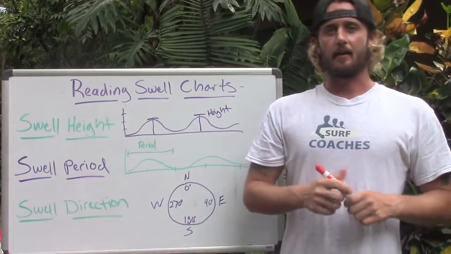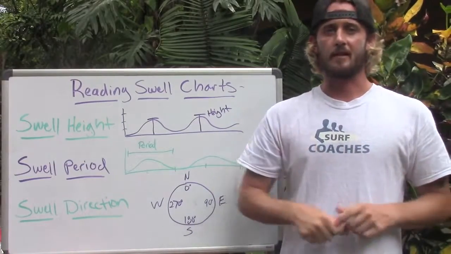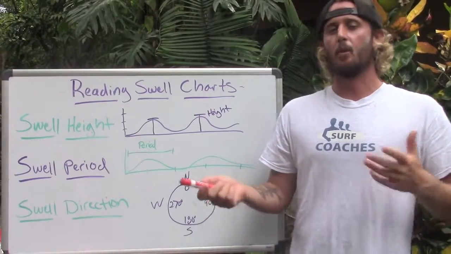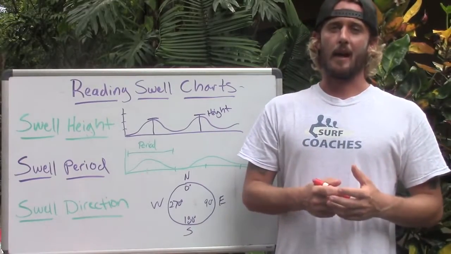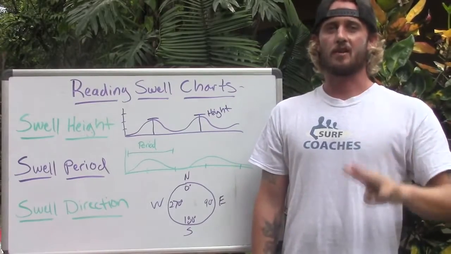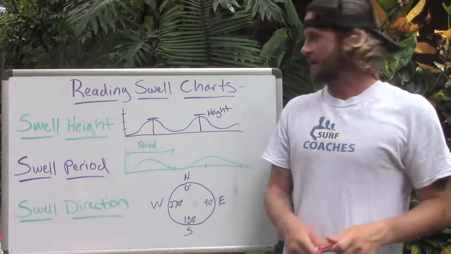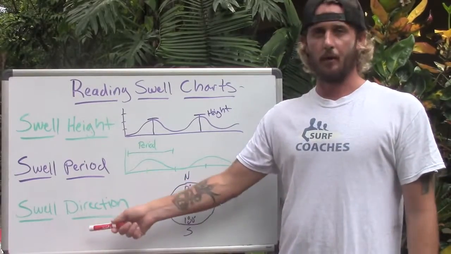Brent back again, and if you haven't already checked out the last video we put up about swell forecasting, definitely check that out. But this is a little more in depth about what all the numbers mean when you go to look at a swell forecast. So the three main numbers you're always going to see every time you check a swell forecast are the swell height, the swell period, and the swell direction.